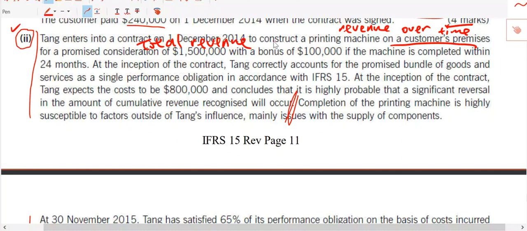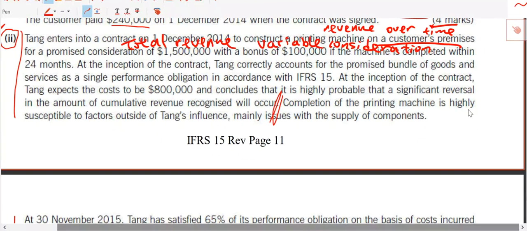Now, this is called a variable consideration. We might or might not be able to earn the bonus. So this variable consideration, we have to estimate the chances. If high chance to earn it, we recognize it. If not high chance to earn it, we do not recognize this variable consideration.